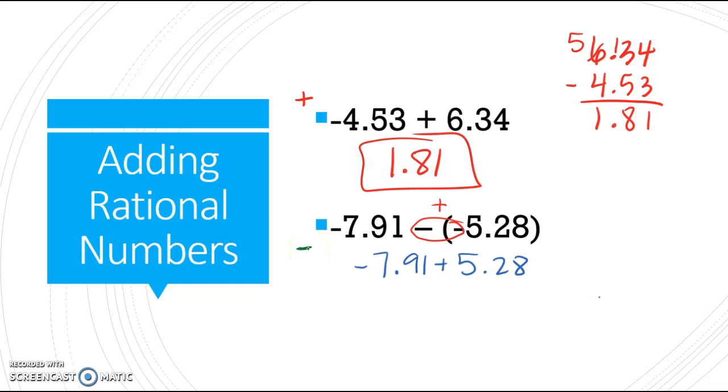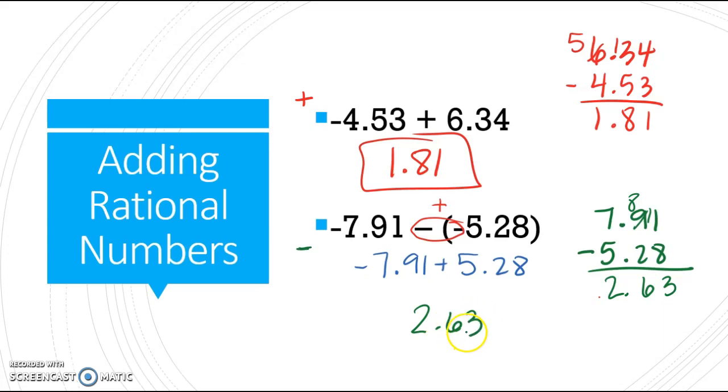And again, since my two numbers are different signs, I'm going to find the difference. So the larger value, 7 and 91/100, I'm going to subtract 5 and 28/100 from that. And then we apply our negative sign and we should have our final answer. So we have to borrow here. Bring down your decimal. And we've got 2 and 63/100. Again, we know that this is a negative number. So -2 and 63/100 should be our final answer.